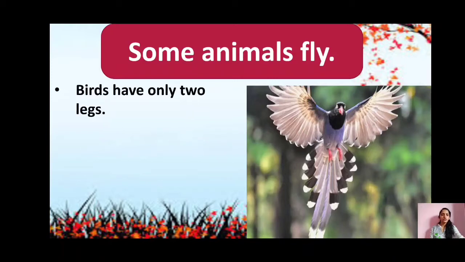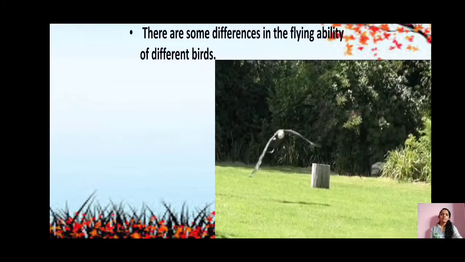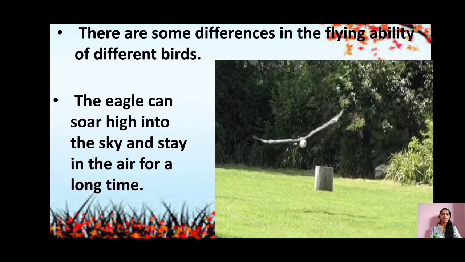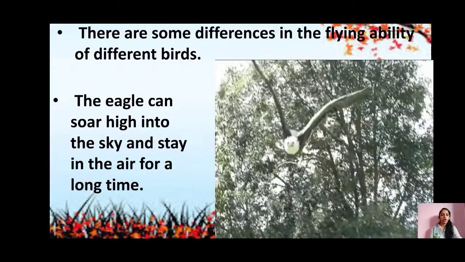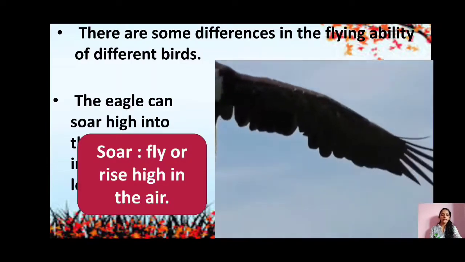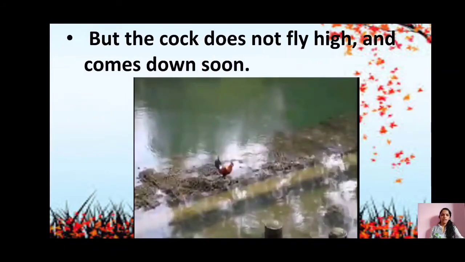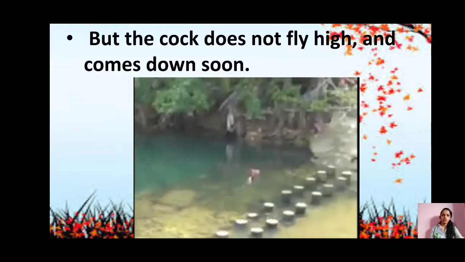We know that some animals fly. Birds have only 2 legs. They have 2 wings to fly. Their body is covered with feathers. There are some differences in the flying ability of different birds. Ability means skill. The eagle can soar high into the sky and stay in the air for a long time. Soar means fly or rise high in the air. But the cock does not fly high and comes down soon.